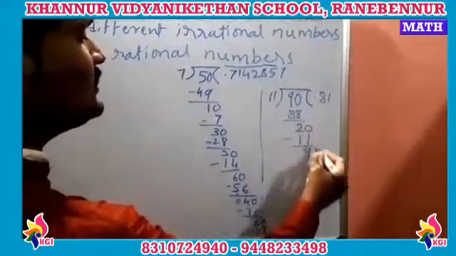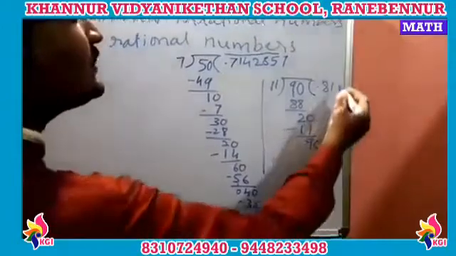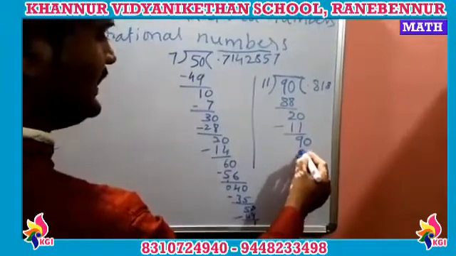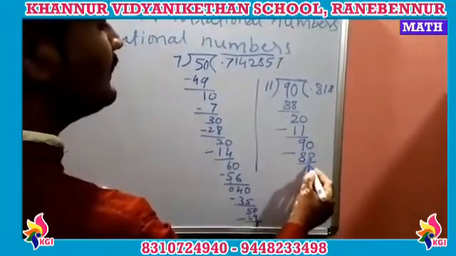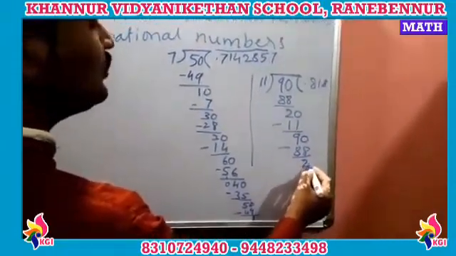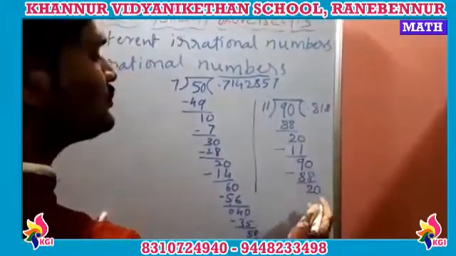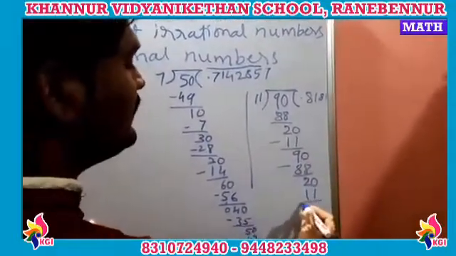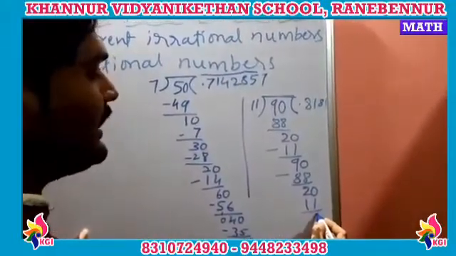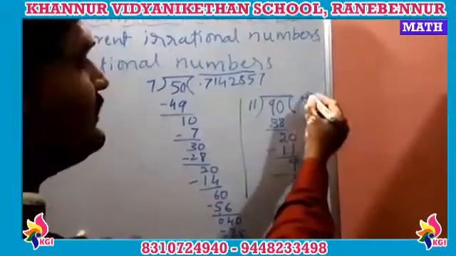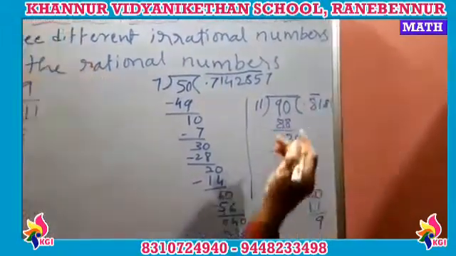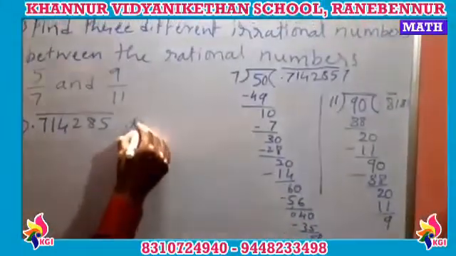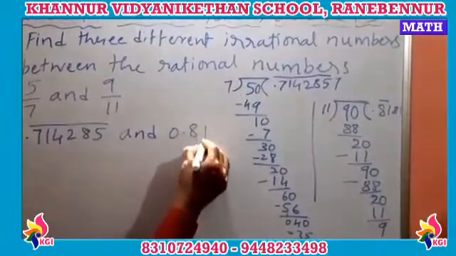If I take a 0, again I get 90. 11 8s are 88. Remained with 2, so again 20. Then again I need to take 1s, that will be 11. Again I remained with 9, right? So it comes the same thing. 8181, 0.81. So its decimal expansion is 0.81 bar. Don't forget this bar.